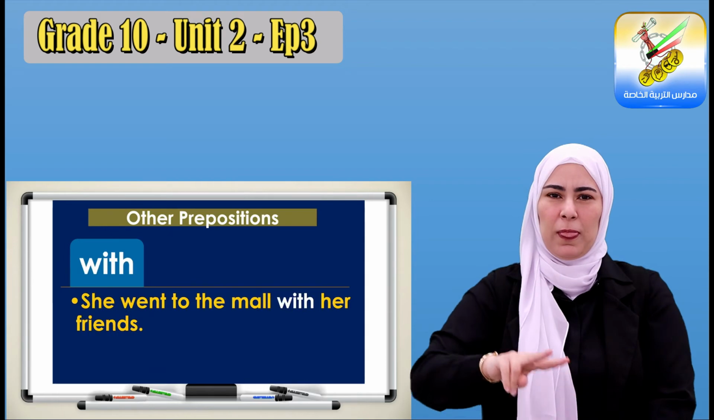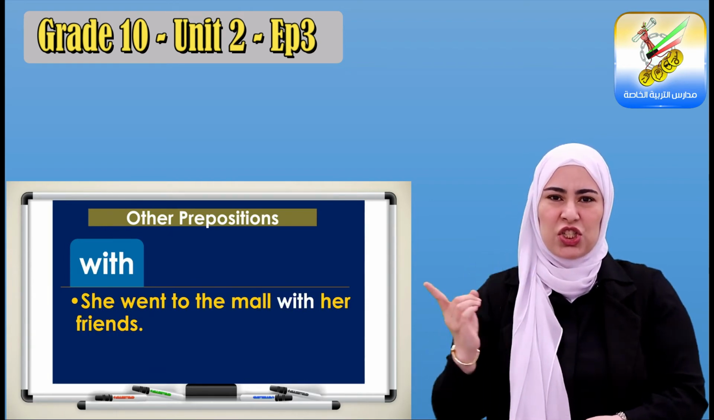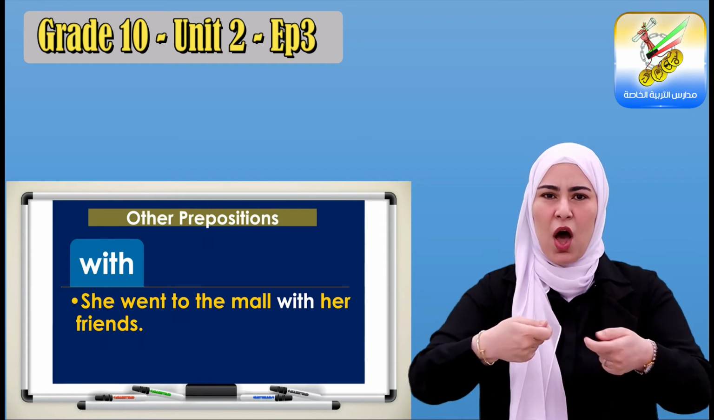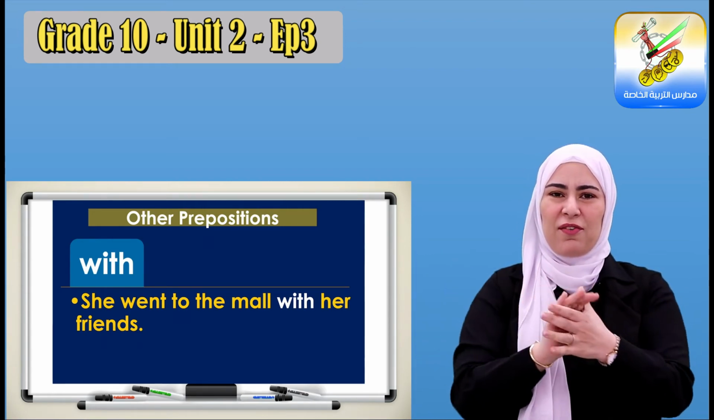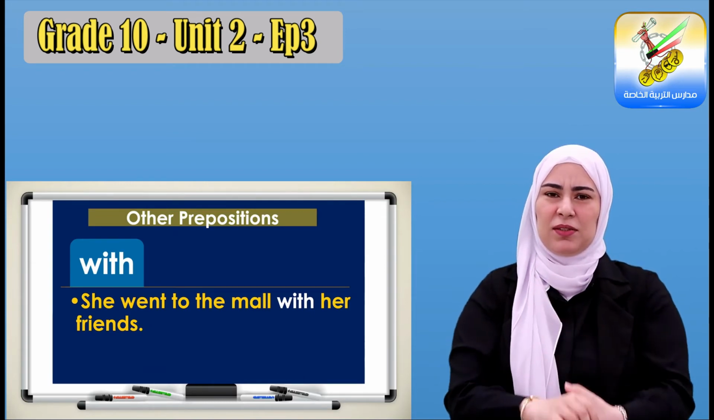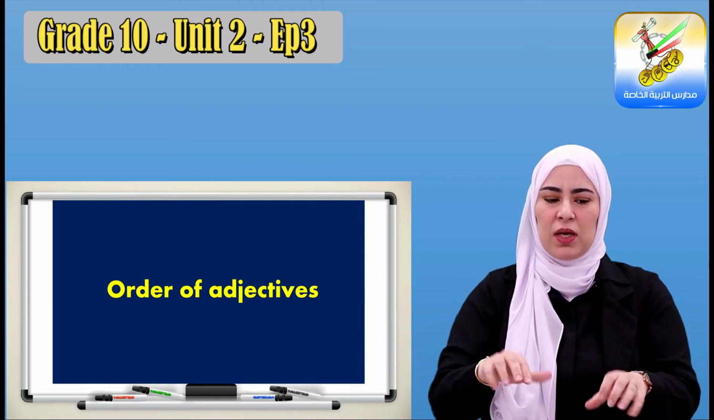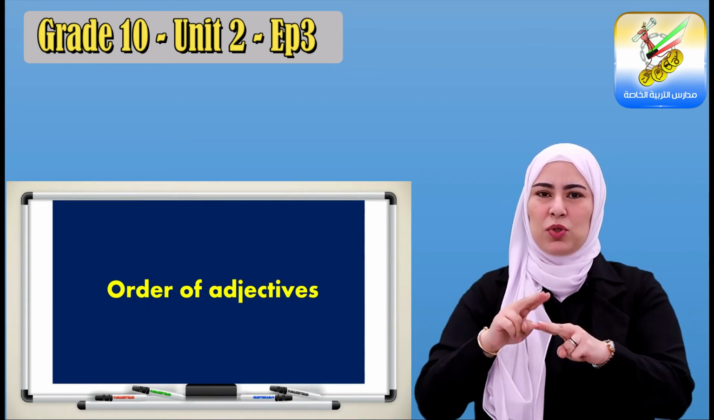Another example is with. She went to the mall with her friends. So you are connecting her situation of going to the mall with her friend's situation going with her. So those are other preposition uses. Now, after your prepositions, let's take the order of adjectives.